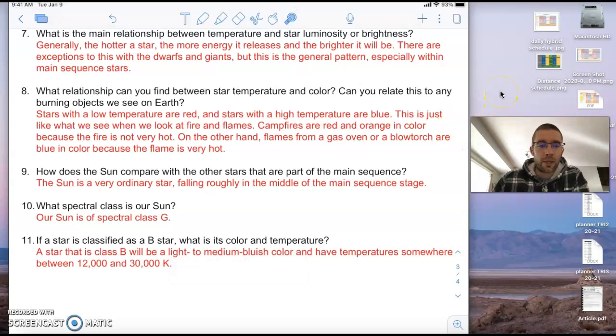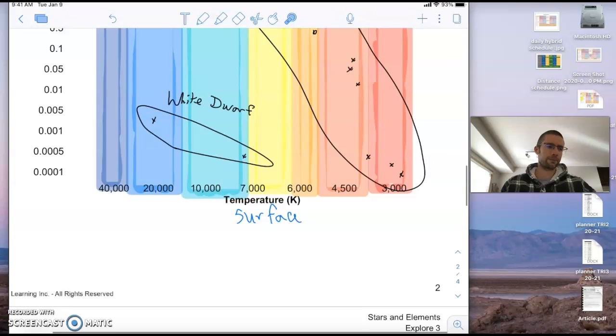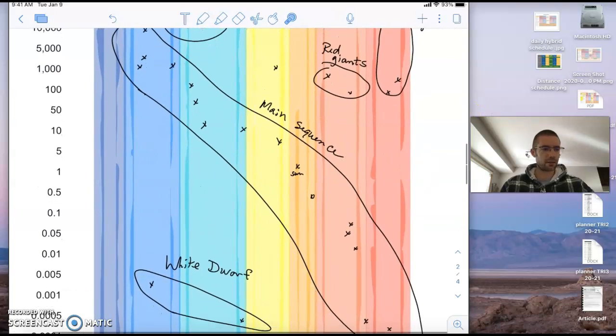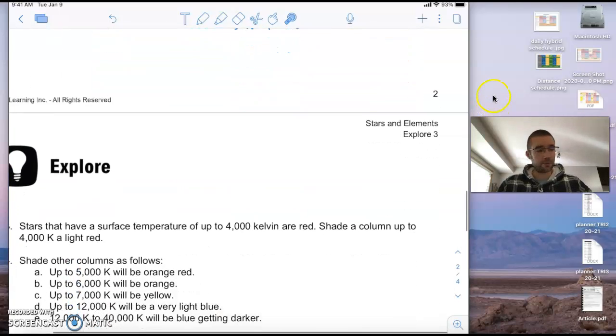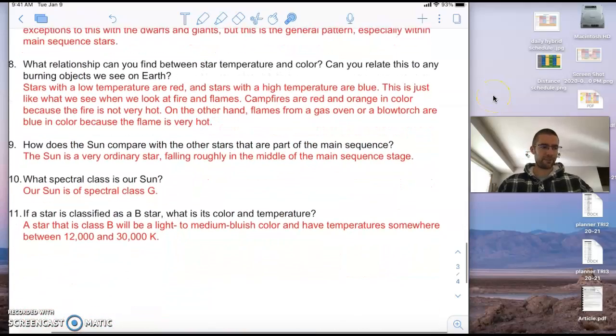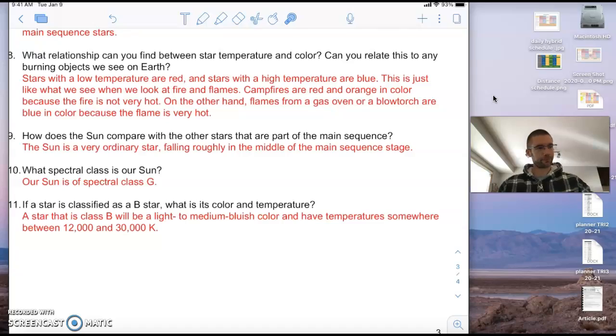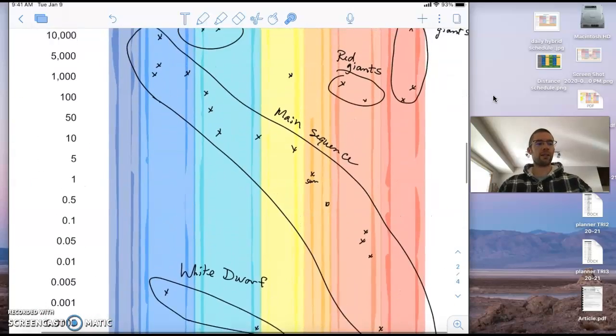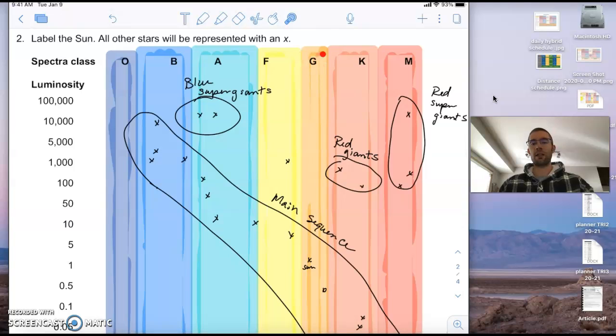Question number 9, how does the sun compare with other stars that are part of the main sequence? When we take a look at all those main sequence stars, our sun is right here, smack dab in the middle. Nothing overly exciting about it. It's not super warm, not super cold. In terms of size, it isn't anything to be excited about either. The spectral class of our sun is G. Again, taking a look at where it falls on the temperature scale and then going up to the spectral class, that's G.